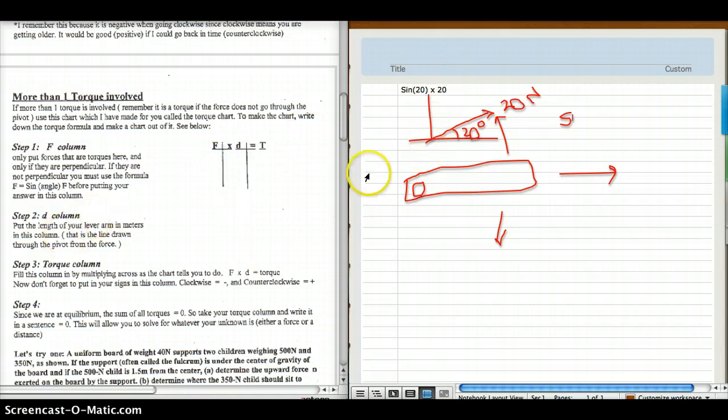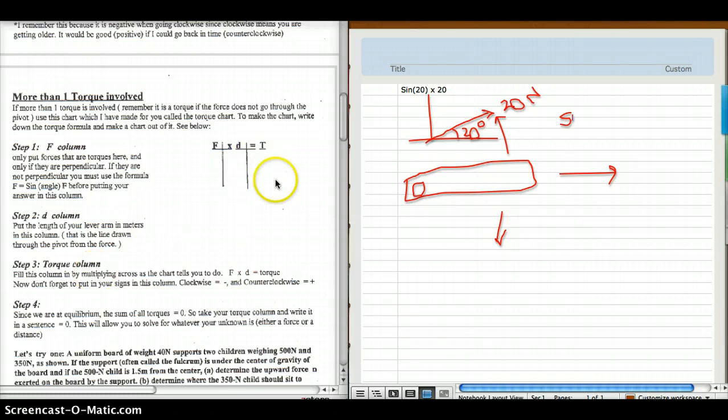Then your D column is basically the distance, like maybe this will be 2 meters. That's how long the length of your arm will be. And this is called a lever arm. So anytime I mention lever arm, or if I say the arm, this is what I'm talking about. This will be 2 meters length. This is your lever arm.